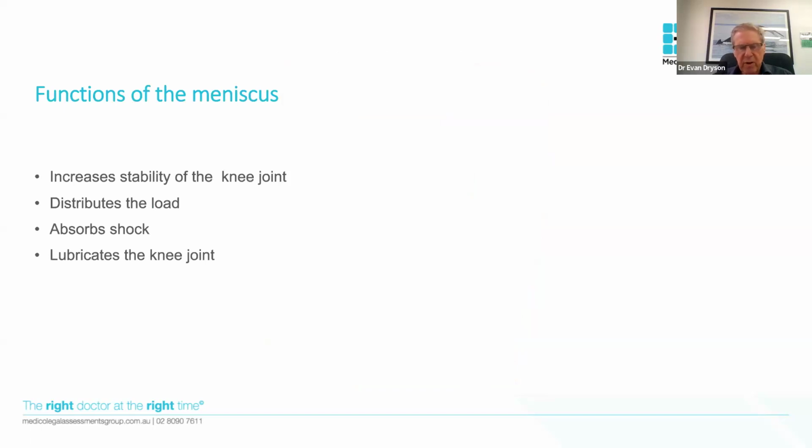So when I was at medical school quite a few years ago, no one really knew what the meniscus did. It was thought to just aid in the lubrication of the joint, and back in those days, people used to take out the meniscus without much concern for the future because it didn't appear to make any difference to the function of the knee. What we know now is that the meniscus is essential for normal knee function. These are the functions that I've listed here. It increases the stability of the knee joint. It distributes the load, by which I mean the weight of the body, but also any weights that the person may be lifting and carrying. It does act as a shock absorber, and it does play a part in lubricating the knee joint.